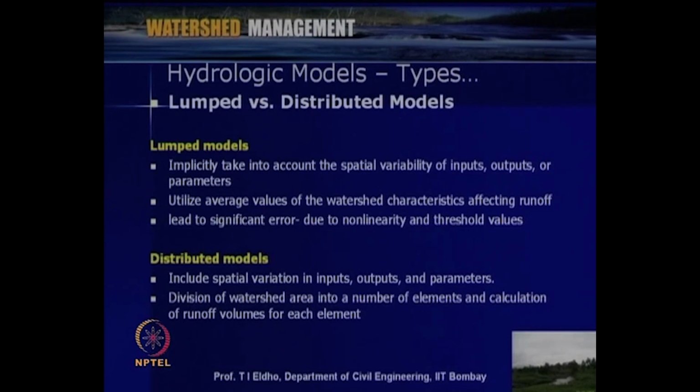And the second category here is the so-called distributed model. Distributed models include spatial variation in inputs, outputs and parameters. Here most of the important characteristics of the watershed are considered, and then we look at how the variation is taking place. So, there is division of the watershed area into a number of elements and calculation of runoff volumes for each element. In any kind of model we cannot represent all the aspects of the variations, and a totally distributed model considering all the variations of various parameters is an impossible task in watershed modeling.